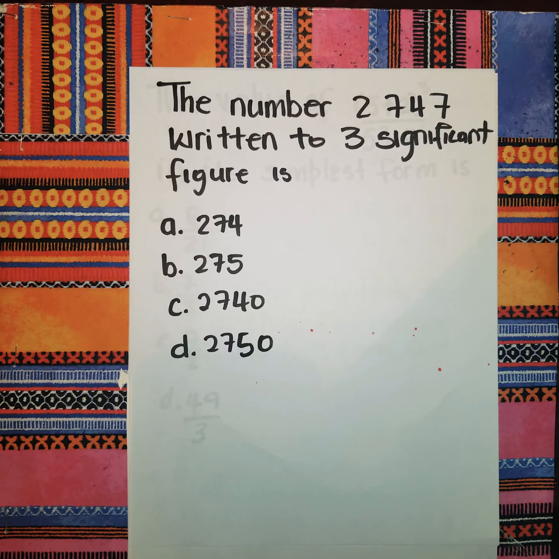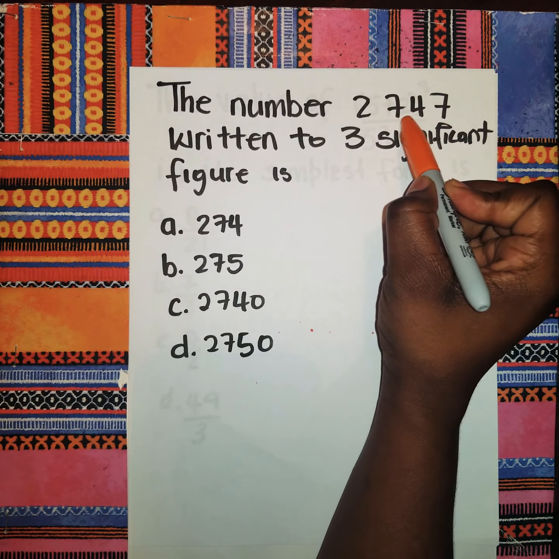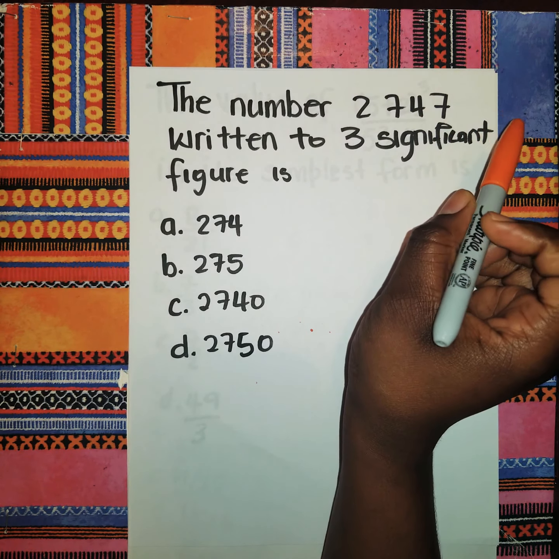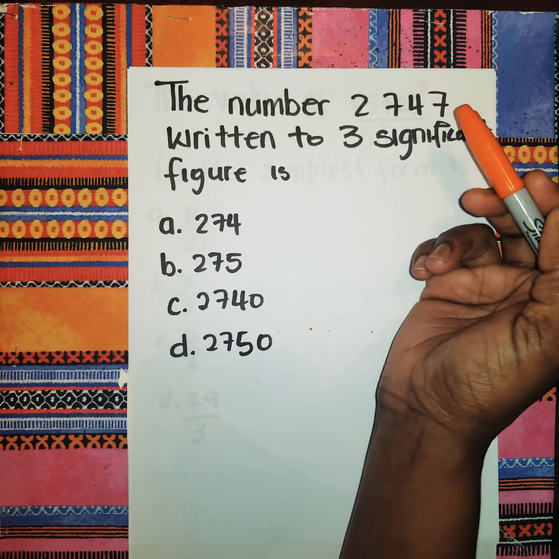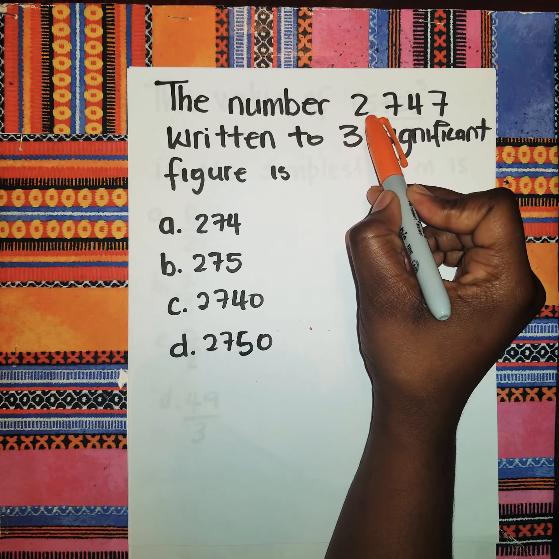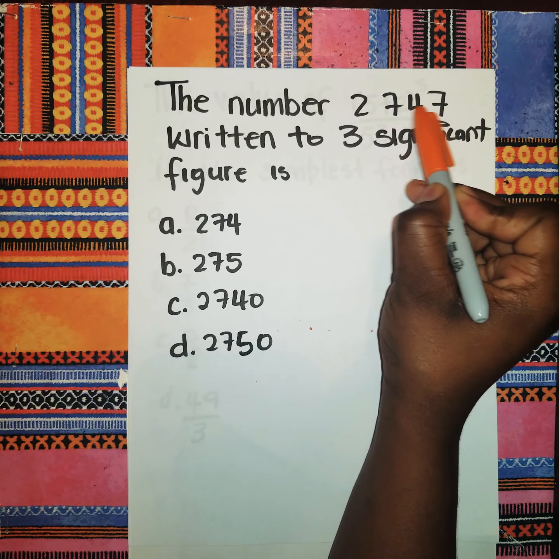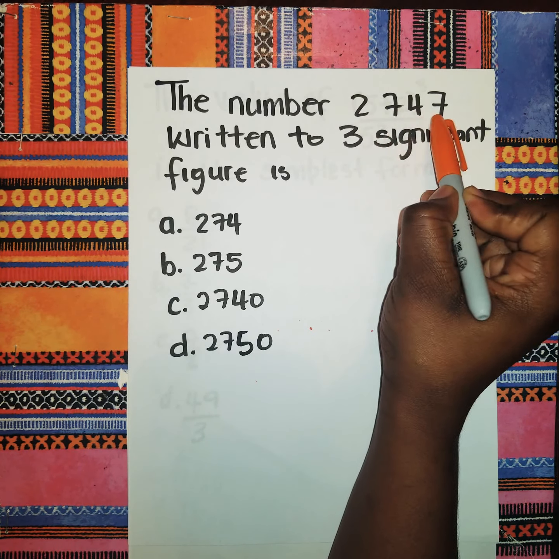The next question, guys, says a number 2,747 written to 3 significant figures is. One thing I always tell the students, guys, is to consider significant figures when you think about money. So if you had $2,747 and you want to write your money to 3 significant figures, we know that all these 4 digits here are significant.